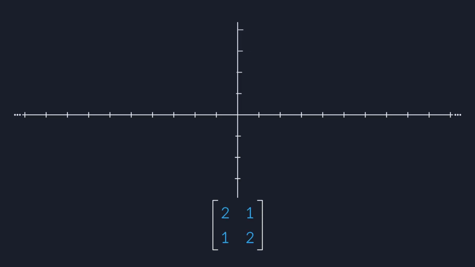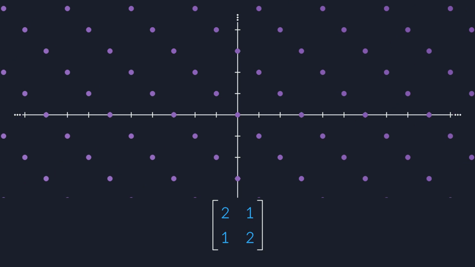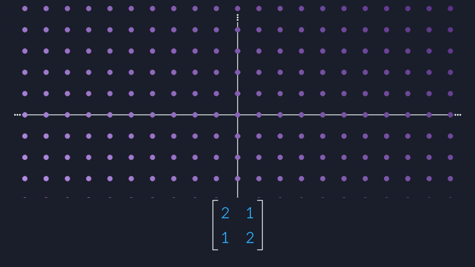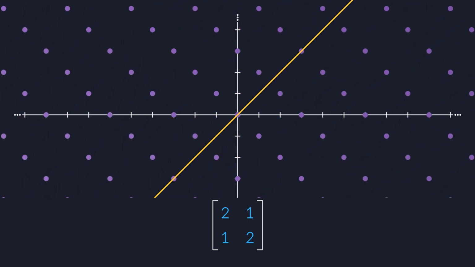Here's a matrix that clearly isn't diagonal. It has this slanted stretching effect on the vectors in the 2D plane. How can we make it diagonal? And is that even always possible? Well, check out this line here. As I perform the transformation, you'll notice that the vectors on this line just scale by a factor of 3. They do not move away from the line.